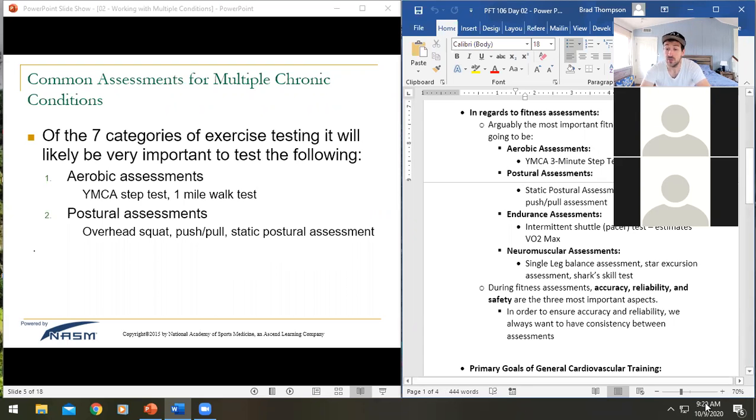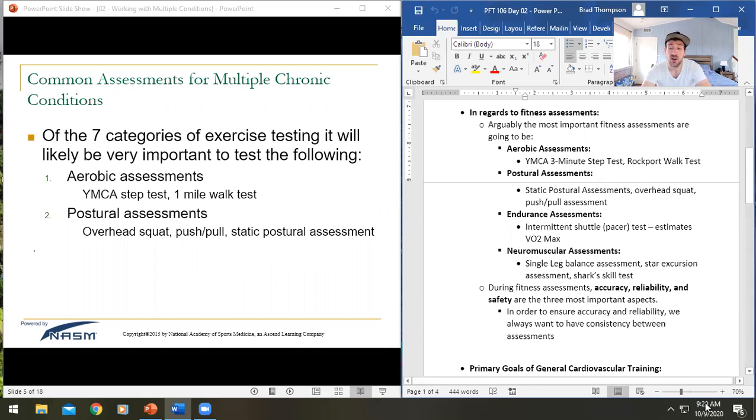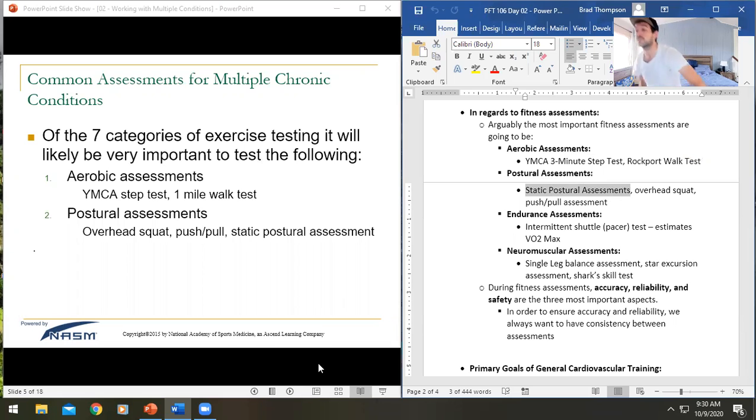Okay, so next category we've got our postural assessments. You guys know about these, so I'm going to move through them pretty quick. But you get static postural assessments, which are just where you have your client stand comfortably and you observe what you can see about their posture. Stand from the side, stand from the front.